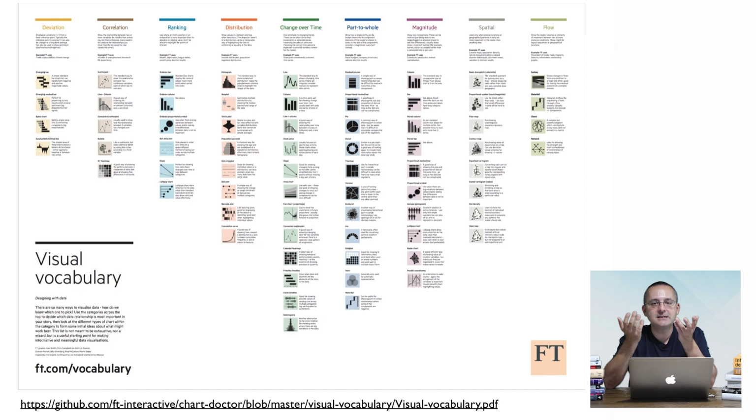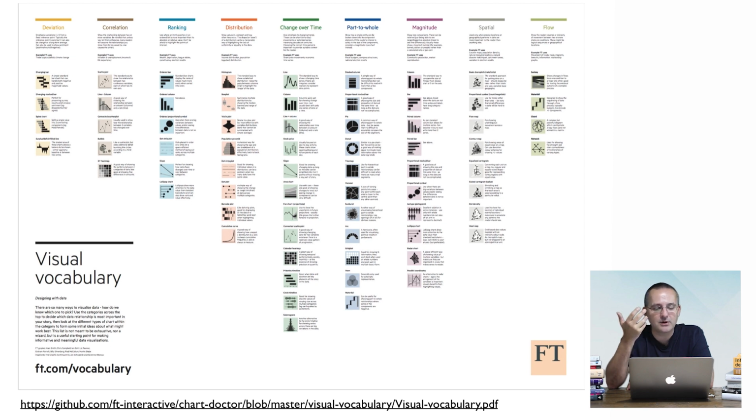A while ago, they decided to educate the entire newsroom on how data visualization works, and instead of just telling other people what data visualization is for, they decided to design this poster in which you have several columns, as you can see. Each one of these columns corresponds to a particular purpose, what it is that you want to show. Do you want to compare things?